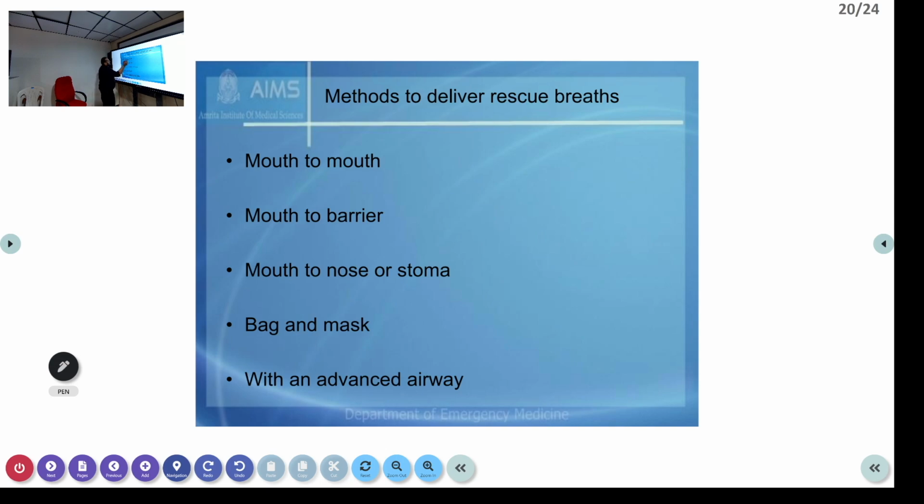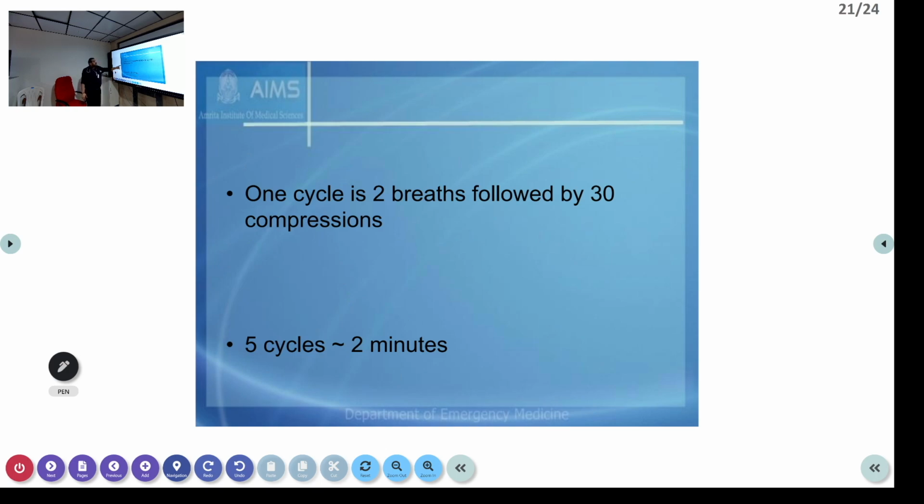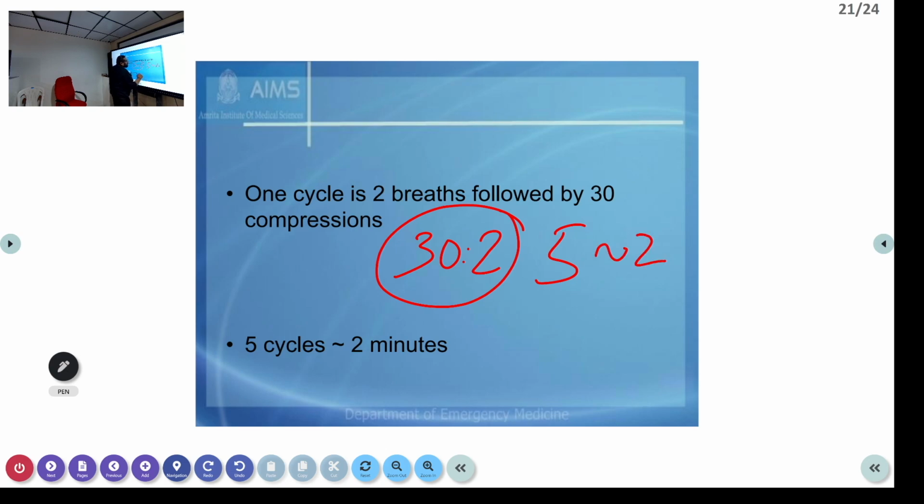So there are different methods: mouth to barrier, mouth to nose or stoma, bag and mask, which is what we commonly use, and advanced airway. These are the different types that you need to remember. One cycle is 30 compressions followed by 2 rescue breaths. Approximately after 5 cycles, that is approximately after 2 minutes, you will be reassessing the victim. If the patient is having a cardiac arrest, you have to reassess the victim after 2 minutes.